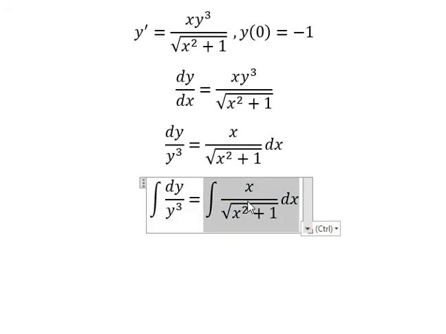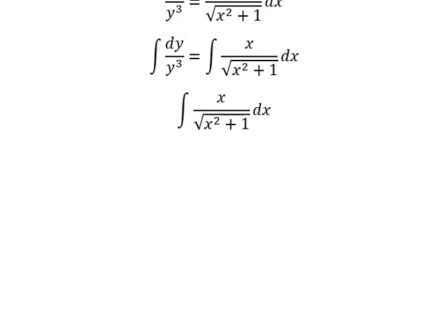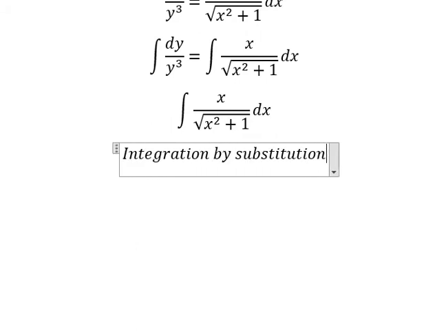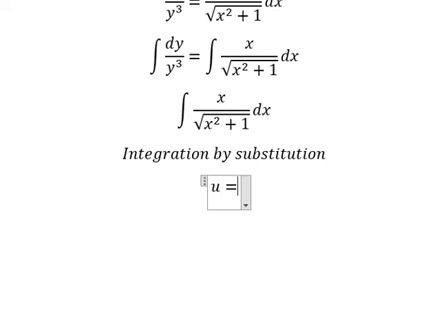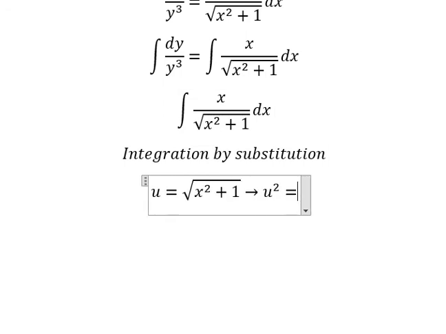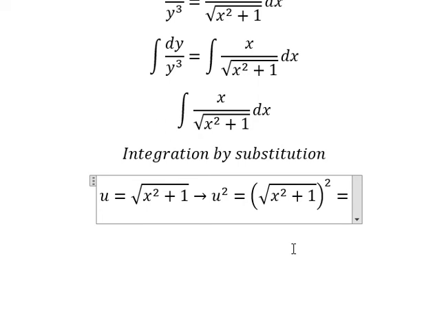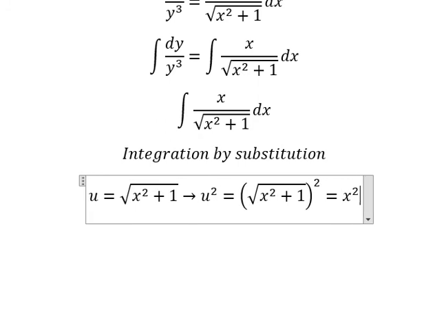Now I will concentrate on this one. We need to use integration by substitution. So I will put u equals the square root of s squared plus 1. Then we square both sides to cancel the square root, and you get s squared plus 1.